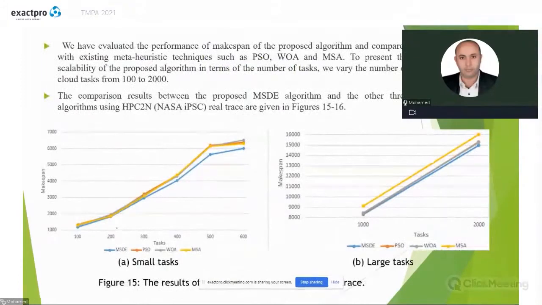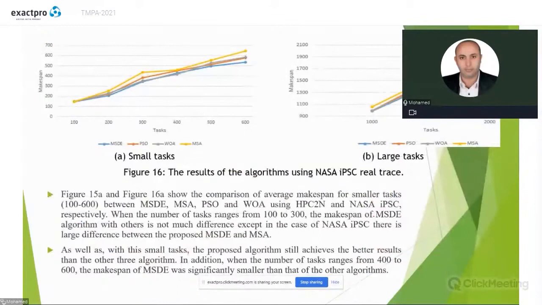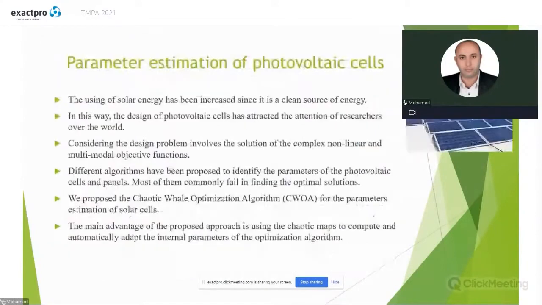From these results, we divided the results into small and large tasks. We found that the proposed algorithm has the smallest makespan when the number of tasks increases. And also when the tasks become large, our algorithm still provides better results than the other algorithms. This is for the second real data set. I think it shows the same behavior of our algorithm.